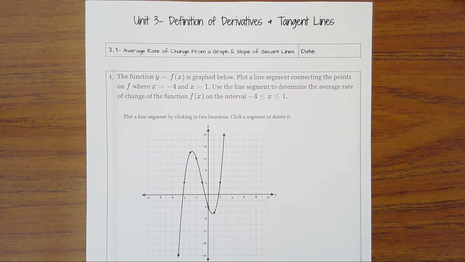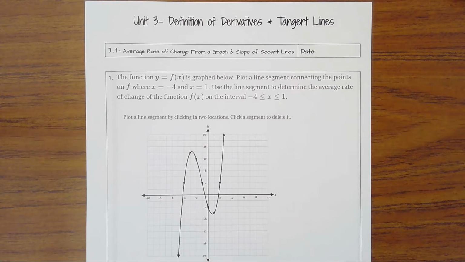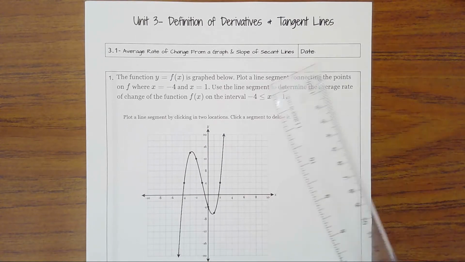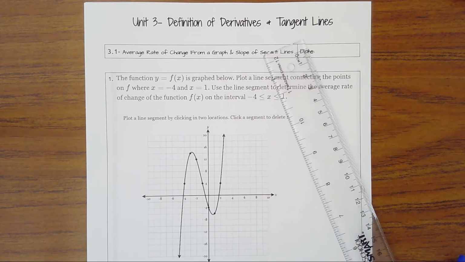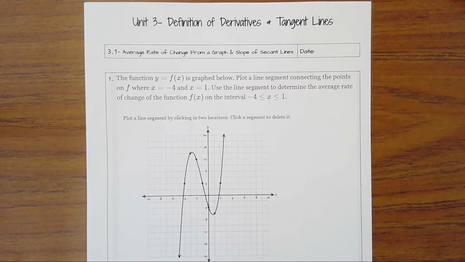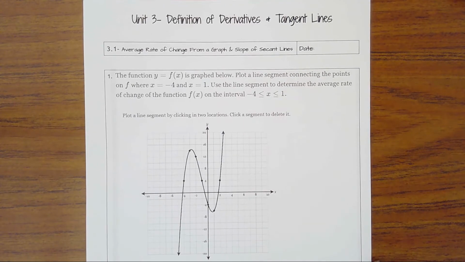Lesson 3.1, average rate of change from a graph and slope of secant lines. Unit 3 is talking about a definition of derivatives and tangent lines. We will continue this topic for quite a while because one of the major pieces of calculus is finding slope of curves. Before, in all your math classes, we've only done slope of straight lines, like y equals mx plus b. M was the slope, it's rise over run. Now we're figuring out how we can do that for something that's changing all the time.